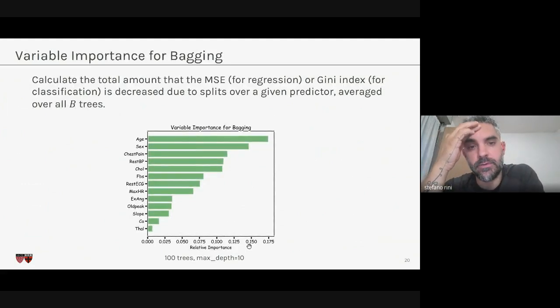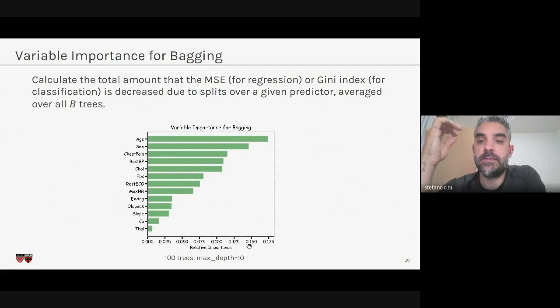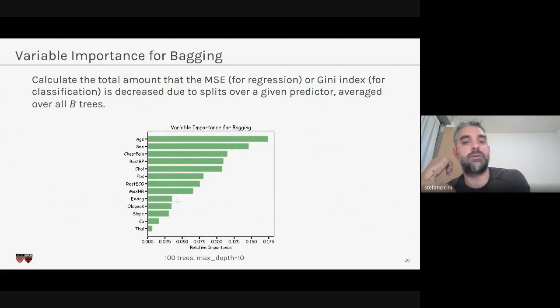Variable importance. Okay, so let's calculate the total amount that the MSE for regression or the Gini index for classification is decreased due to splits over a given predictor, averaged over all the trees. So when you build different trees over different sets, you have no guarantees that the split variables will be the same over the different subtrees. So you can split over age first, you can split over sex first, depending on the different test and validation that you have chosen. So it is tricky then to recover an idea of how important a certain variable is for the prediction.